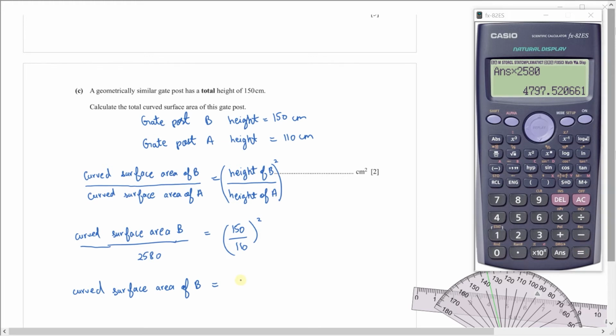So this is 4797.5. If you want to write it up to three significant figures, so this is 1, 2, 3. The next value is 7, so this will be rounded up. So this will be 4800 centimeters square. 4797.5 is also an acceptable answer. But if you really want to write down up to three significant figures, this will be rounded up to 4800 centimeters square. So you can write the answer 4800 centimeters square.